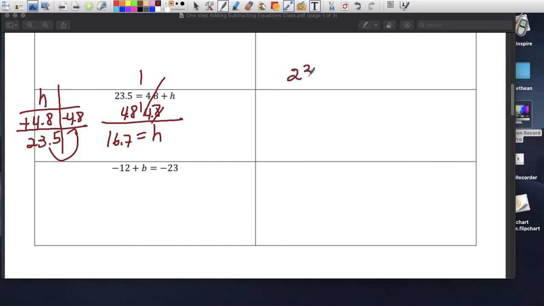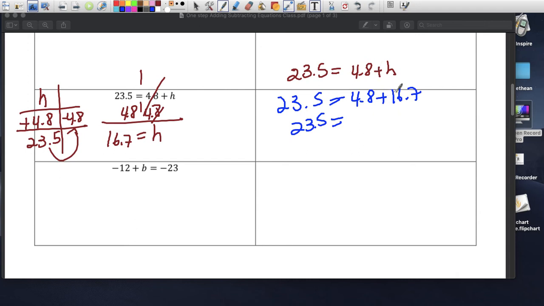Let's see if that's true. 23.5 equals 4.8 plus h. We're going to replace that h with 16.7, so 4.8 plus 16.7 has to equal 23.5. Plug it in. Let's just add this over here. 15 goes 1, 21.5. No, hang on a second. Something's wrong here. 15 goes 1, 21 goes 2. No, I'm still wrong. Wait a second. Oh, stop. What did I do wrong?